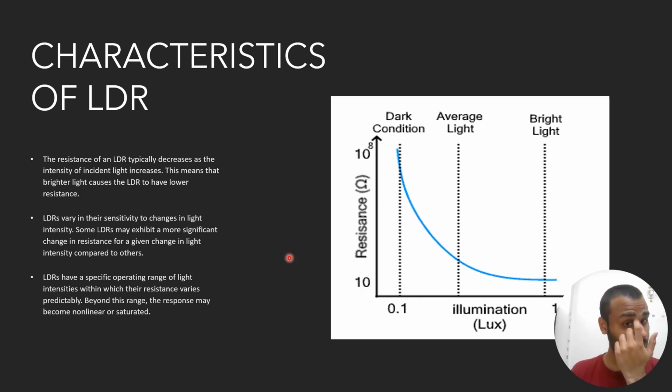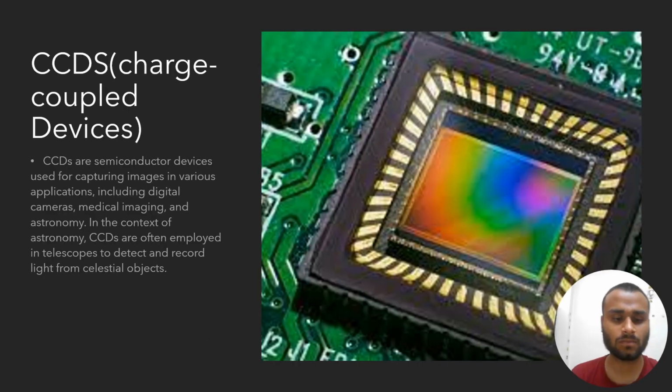Well, we can also see some more characteristics, like LDRs are very sensitive to changes of light, and also one of the most important things, the range of light within which resistance varies is specific for a particular LDR, and beyond this range the response may become non-linear or saturated. Now, as we have discussed LDR, the disadvantage of an LDR is that it has very low sensitivity. It needs a good amount of light intensity or energy, like the threshold energy, to detect it.